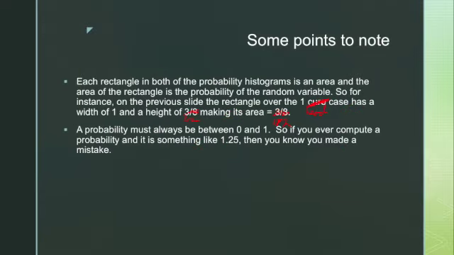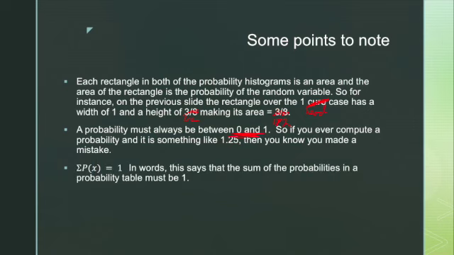Okay, right, the probability must always be between 0 and 1. Notice in this next point, the probability must also be between 0 and 1. So if we ever compute a probability and it's something like 1.25, you know you made a mistake. And the sum of all the probabilities in a table must be 1. So if you add them all up and get a probability less than 1 or greater than 1, you also know you made a little mistake. And that could just be a tiny mathematical error. That's why it's always so important to check your work.